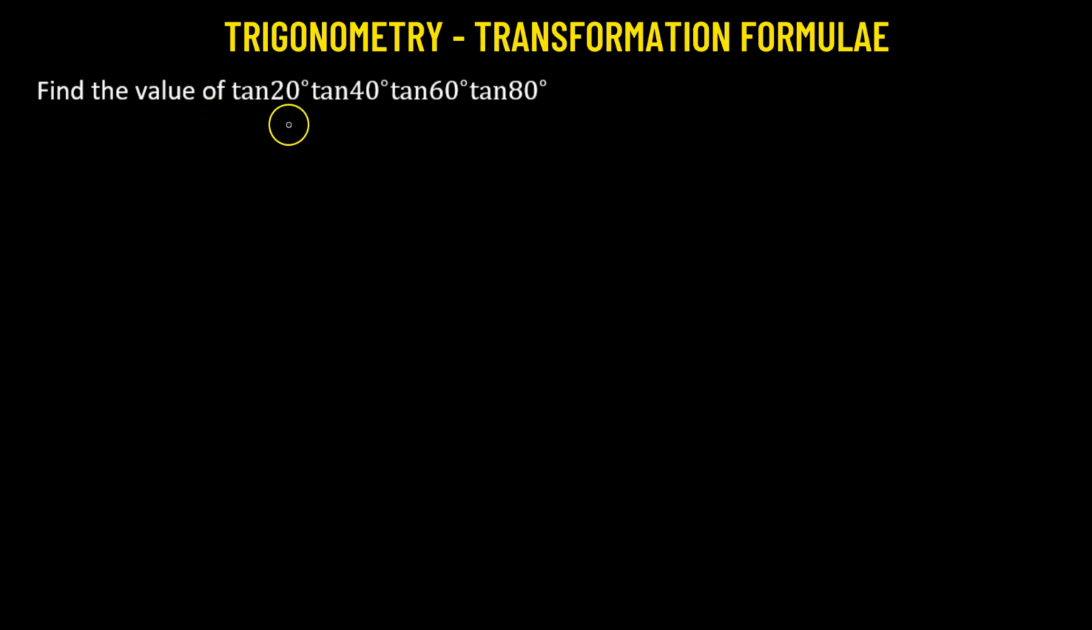We need to obtain the value of the given trigonometric expression. So let us begin. Here we have the expression given by tangent of 20 degrees times tangent of 40 degrees times tangent of 60 degrees times tangent of 80 degrees.